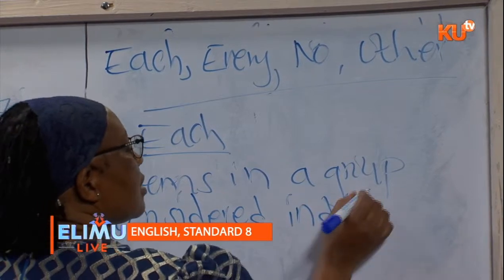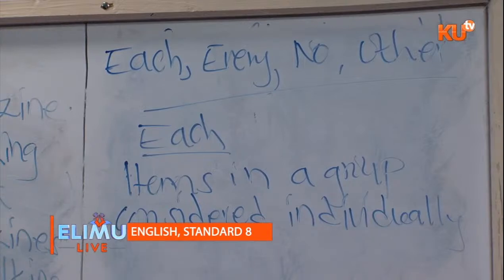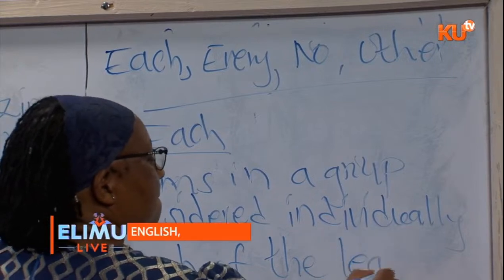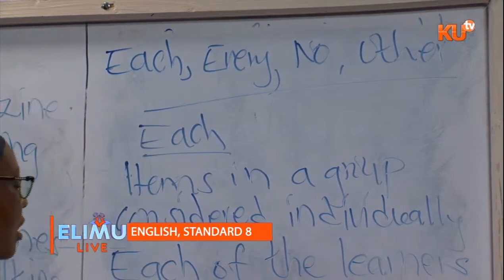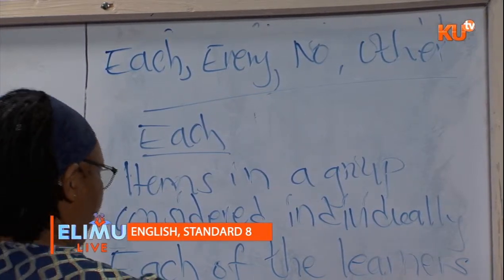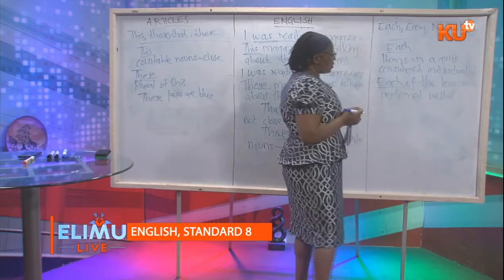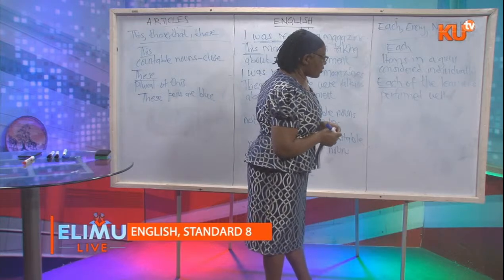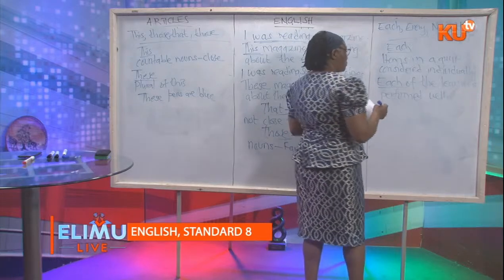The items are considered individually. For example, you have 10 learners in a class, and you say each of the learners performed well in the exam. Each of the learners, you find that you are referring to each of the learners individually, although we have a group of learners in a class. So you talk about each of the learners performed well.